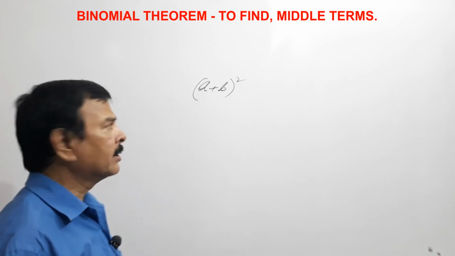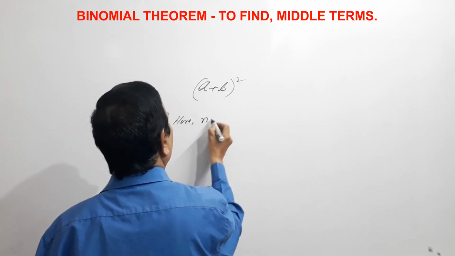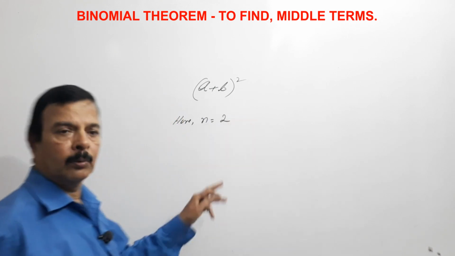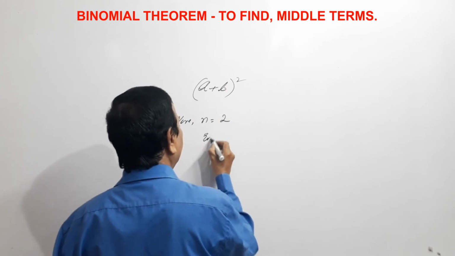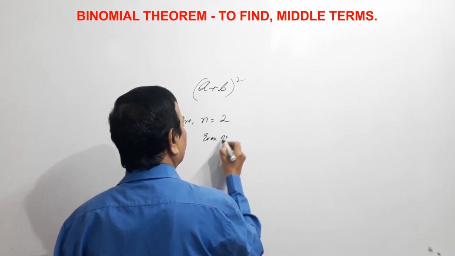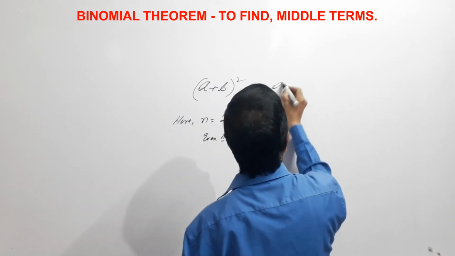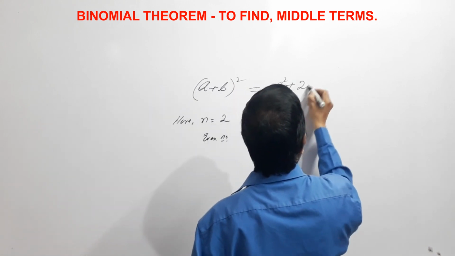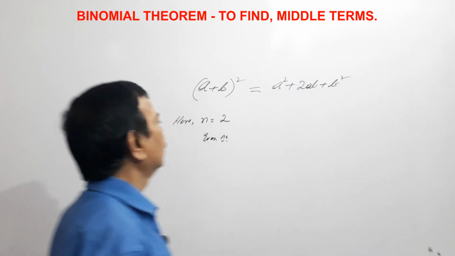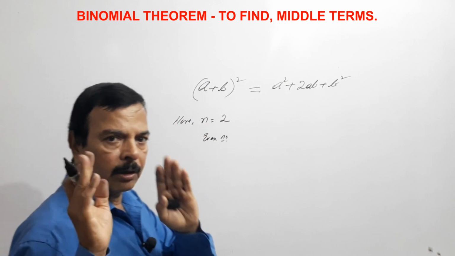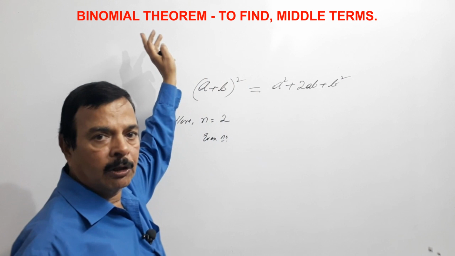So what do you mean by this? Here n equals 2. The value of n is 2, which is nothing but an even number, isn't it? So if you expand this, what do you get? It is a square plus 2ab plus b square. So please concentrate here. If you can understand the concept here, it will be easy for you to solve the problem.